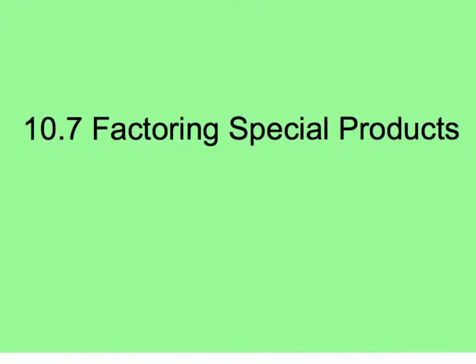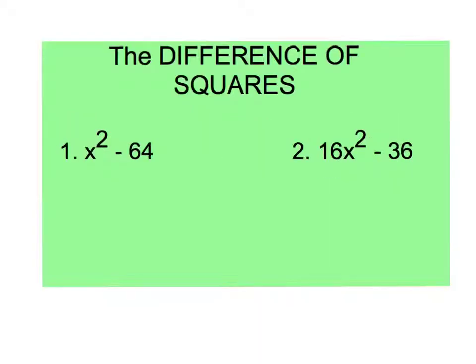In this video, we're going to talk about factoring special products. All right, here are my two examples. The pattern that we're going to look at in section 10.7 is the difference of squares. Difference, meaning subtract. Squares, meaning perfect squares.